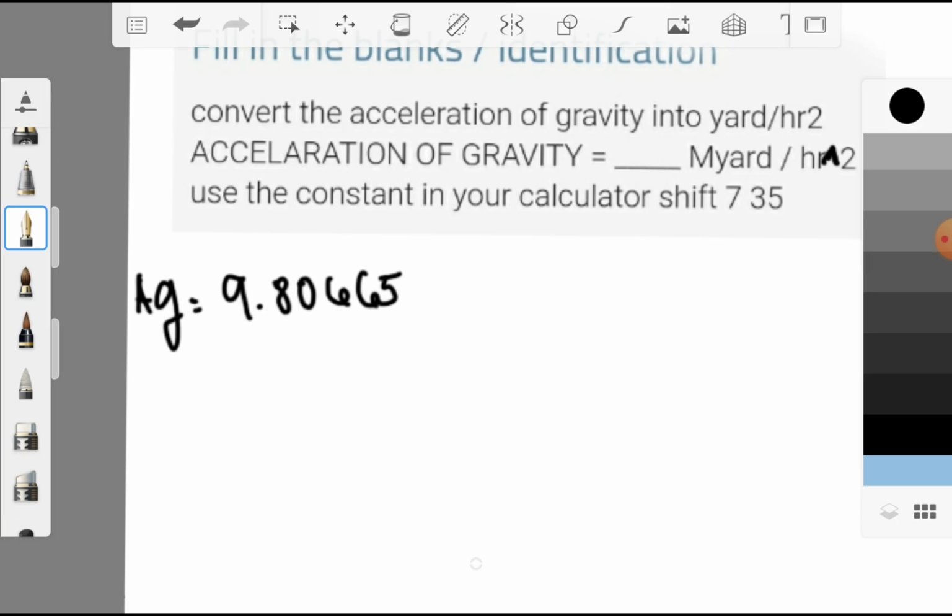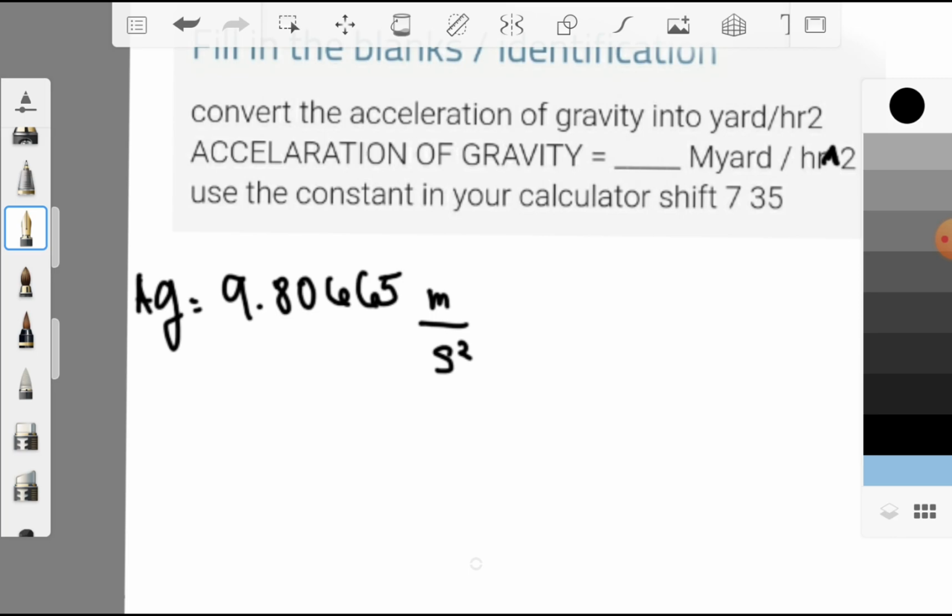This 9.80665 meters per second squared was derived using Newton's third law of motion, the mass and the gravitational law of Newton. Okay? Which is 9.80665 meter per second squared. You can also use that to derive the gravity of the moon, or of any planet. Okay? So, 9.80665 meter per second squared.